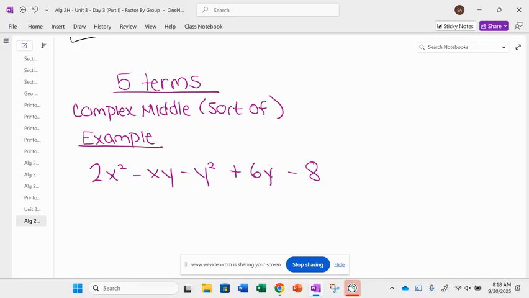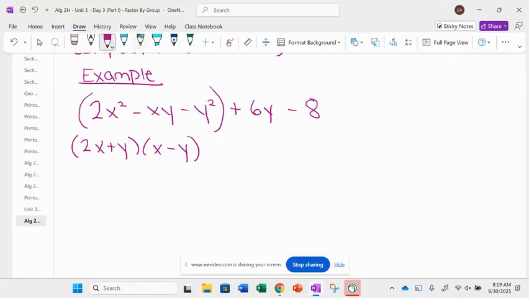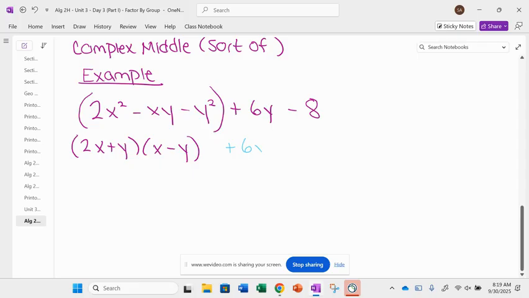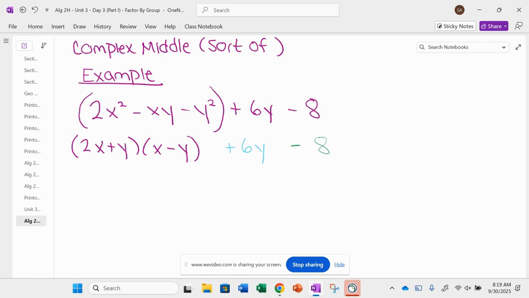So we're going to treat it like a complex middle where we want to group 3 terms together that can be factored. Any 3 terms that we can factor. So I'm going to go ahead and group the first 3 terms together, and then I'm going to factor it. When I factor this, I'm going to get a 2x plus y, and then an x minus y. Then we're left with plus 6y minus 8.